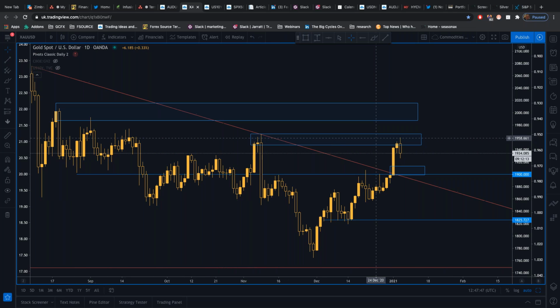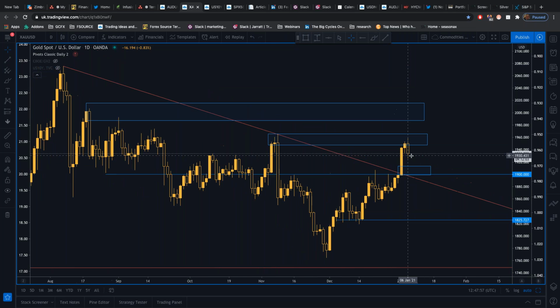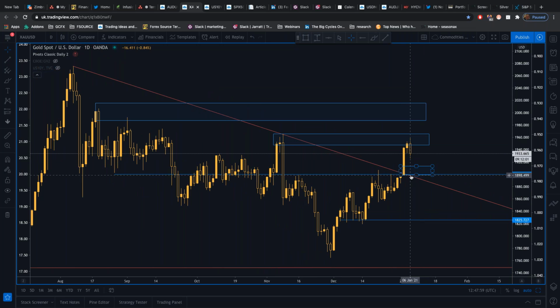Now, what happens with gold will depend on what happens with the US dollar. If those 10-year yields start to strengthen the US dollar, then gold will be pressured and expect to move back down to this 1900 level. I would expect buyers on a first test of this 1900 level. You see that technical breakout.